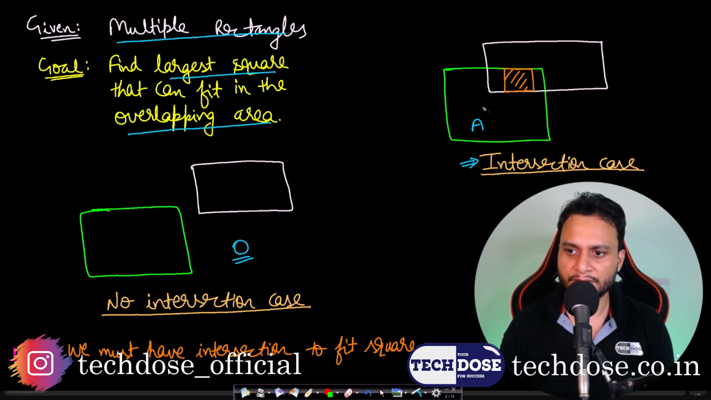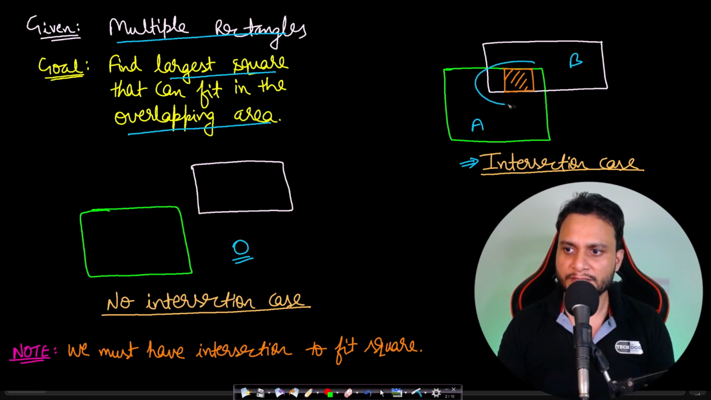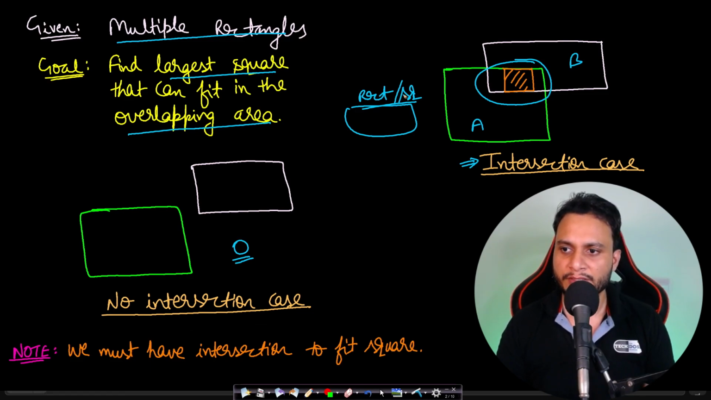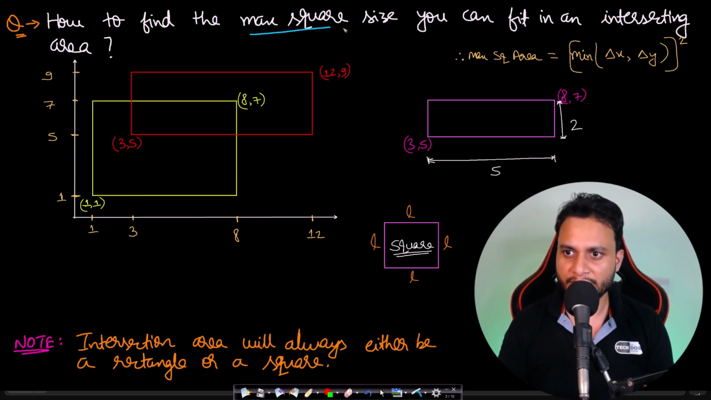So let's say there is a rectangle A and rectangle B, and there is some intersection area. Now even if the intersection area is large, the intersection area can either be a rectangular area or it can be a square area. It cannot be anything else, right? So when two rectangles intersect, the intersection area will always be rectangular or in the form of a square. So let's assume it to be a rectangle. If you try to fit a square inside a rectangle, definitely some area will be left as a void. So now let's look at how to find the maximum size you can fit in an intersecting area.